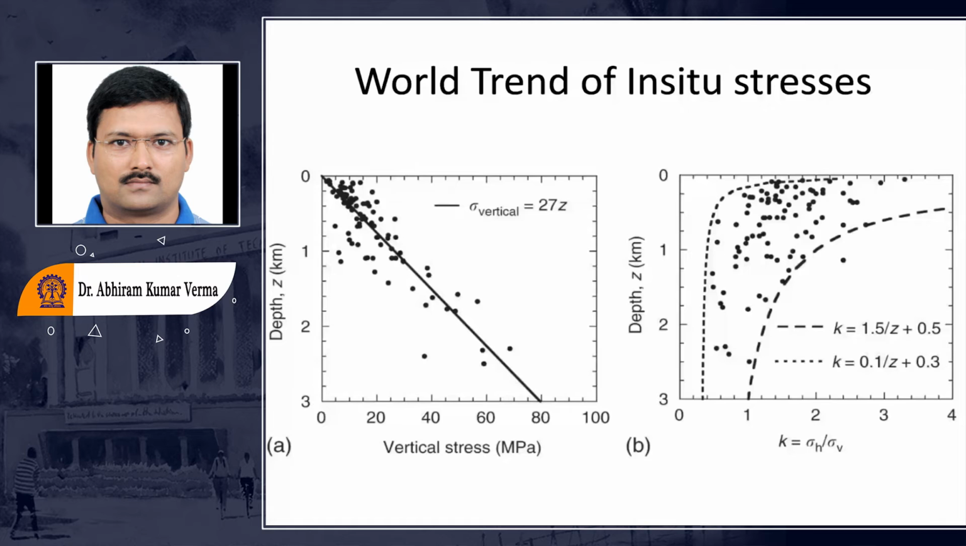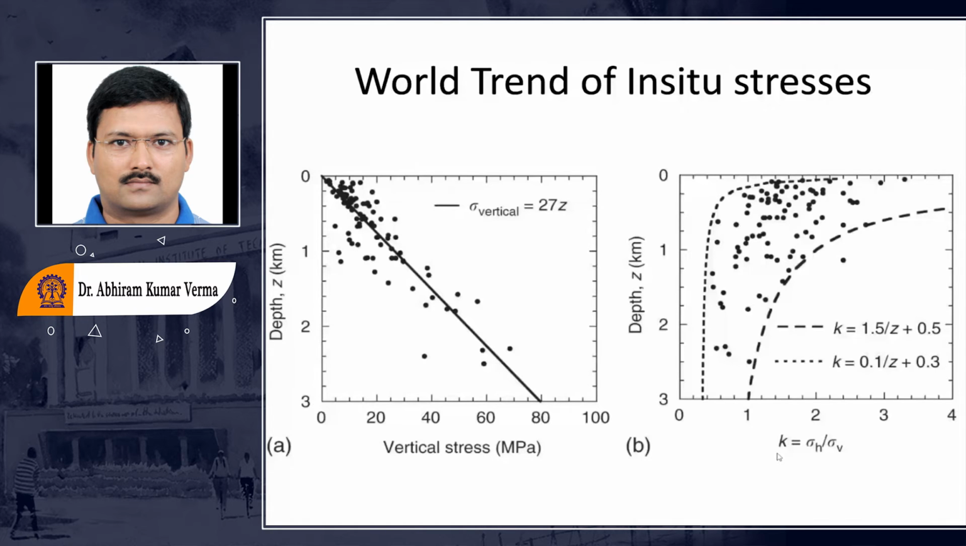So this trend is more or less uniform all over the world. Okay, so that is the trend we have. When we are talking about the horizontal stresses, you can see the plot is given over here. The depth is the y-axis and the x-axis is your k, which is the ratio of sigma h by sigma v.